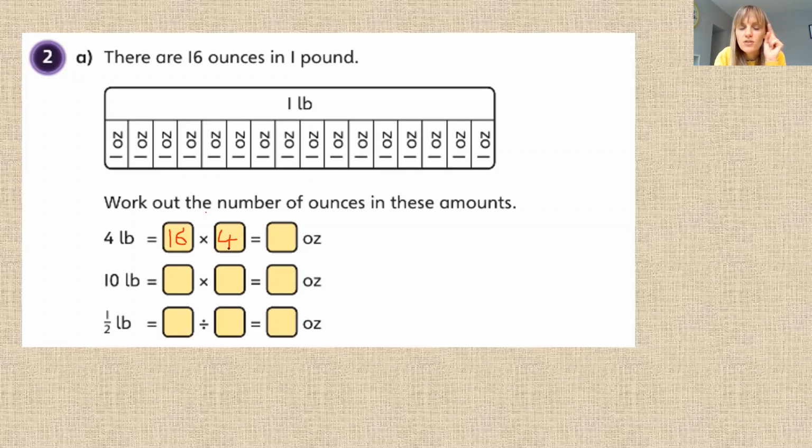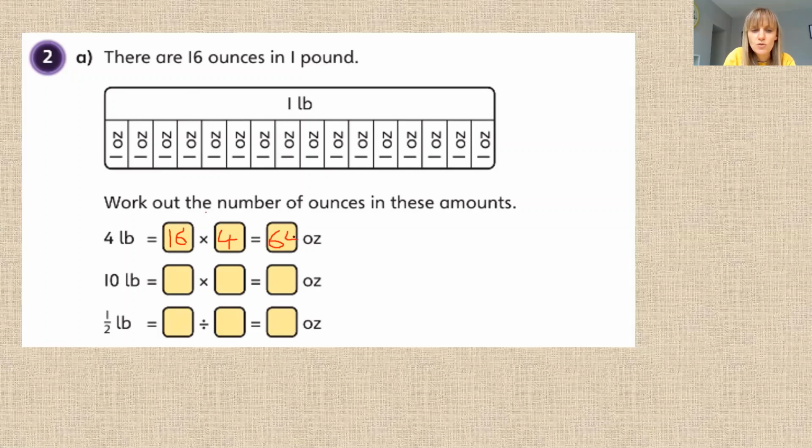We earlier saw that double 16 or 16 times 2 was 32. So if I want to times by 4, I can just double that answer again. So 16 times 2 was 32. And what's double 32? Let's break it down. 30 times by 2 is 60. 2 times by 2 is 4. So it's 64. So 4 pounds is the same as 64 ounces.